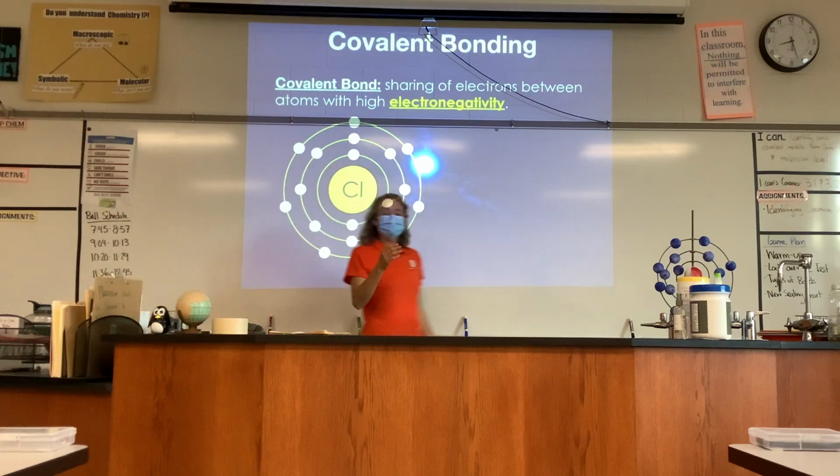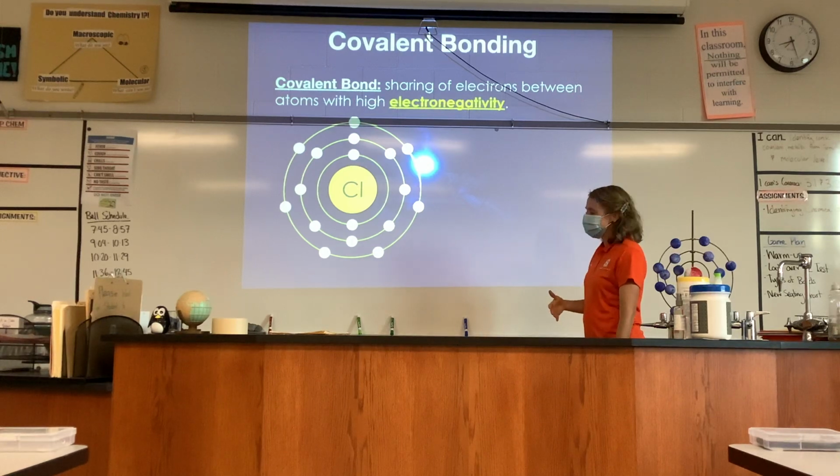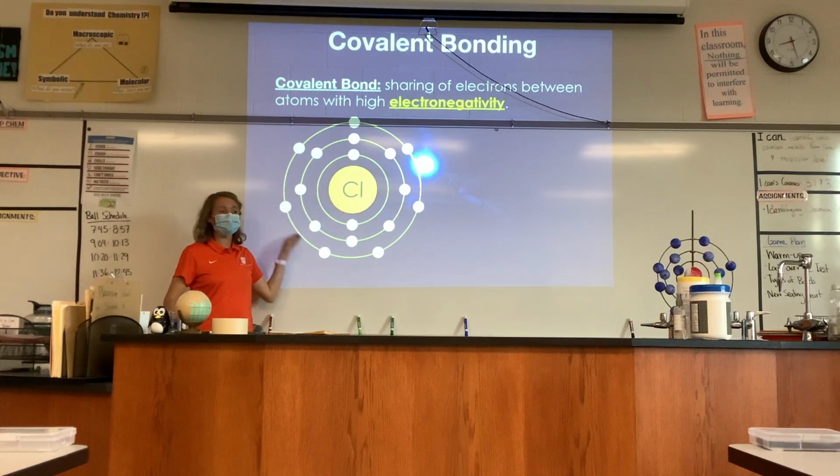Okay, but a covalent bond is now about sharing their electrons. Okay, covalent is all about sharing, and here's kind of how it works. Okay, so like we said, chlorine has 7 valence electrons, right?